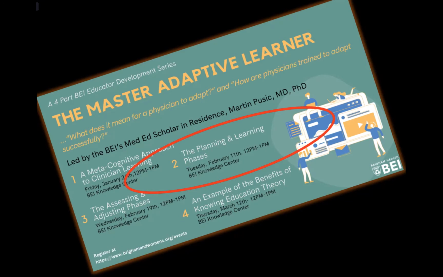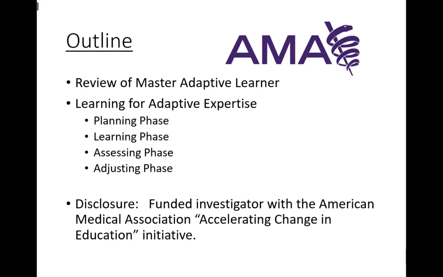And what we're doing here is talking about a conceptual model that a whole group of us put together under the auspices of the American Medical Association. This model is meant to be a shared language across health professions education, whether you're a medical student or on the first day before your retirement. All the way along, learning is an important part of being an effective clinician, and this model tries to support that. In this session, we're going to briefly review what we went through in the first session on the overview of the Master Adaptive Learner and adaptive expertise in particular.